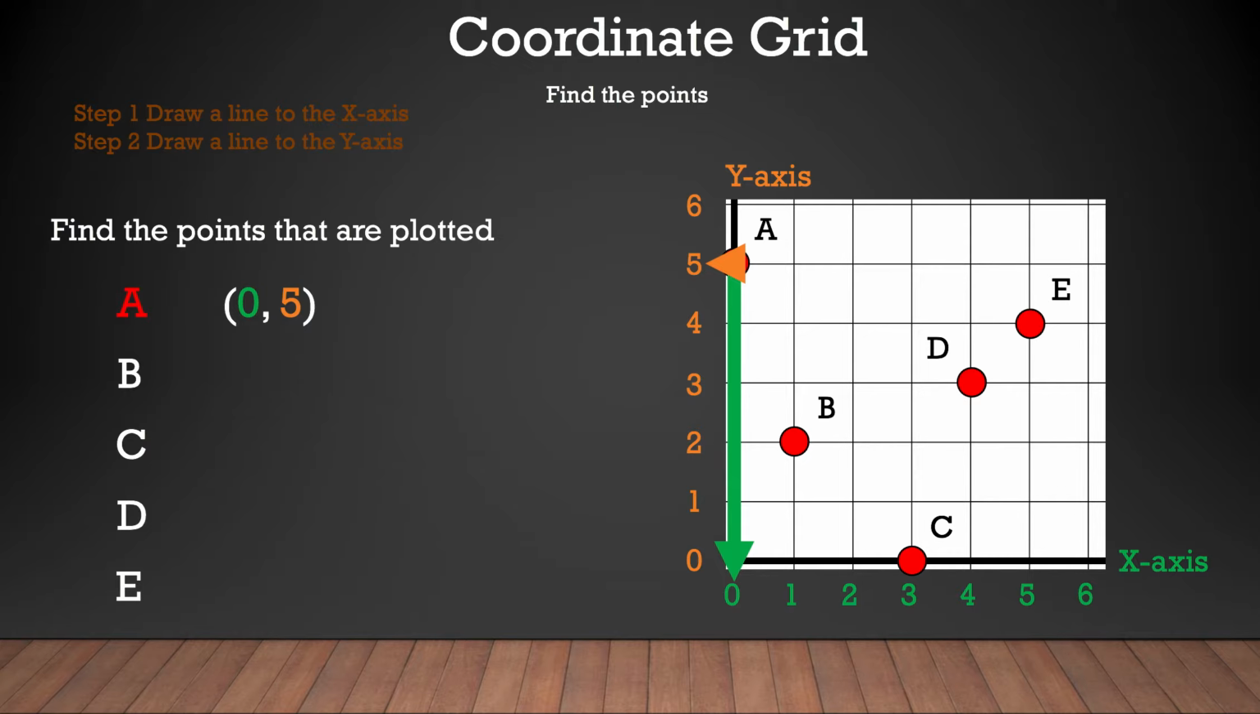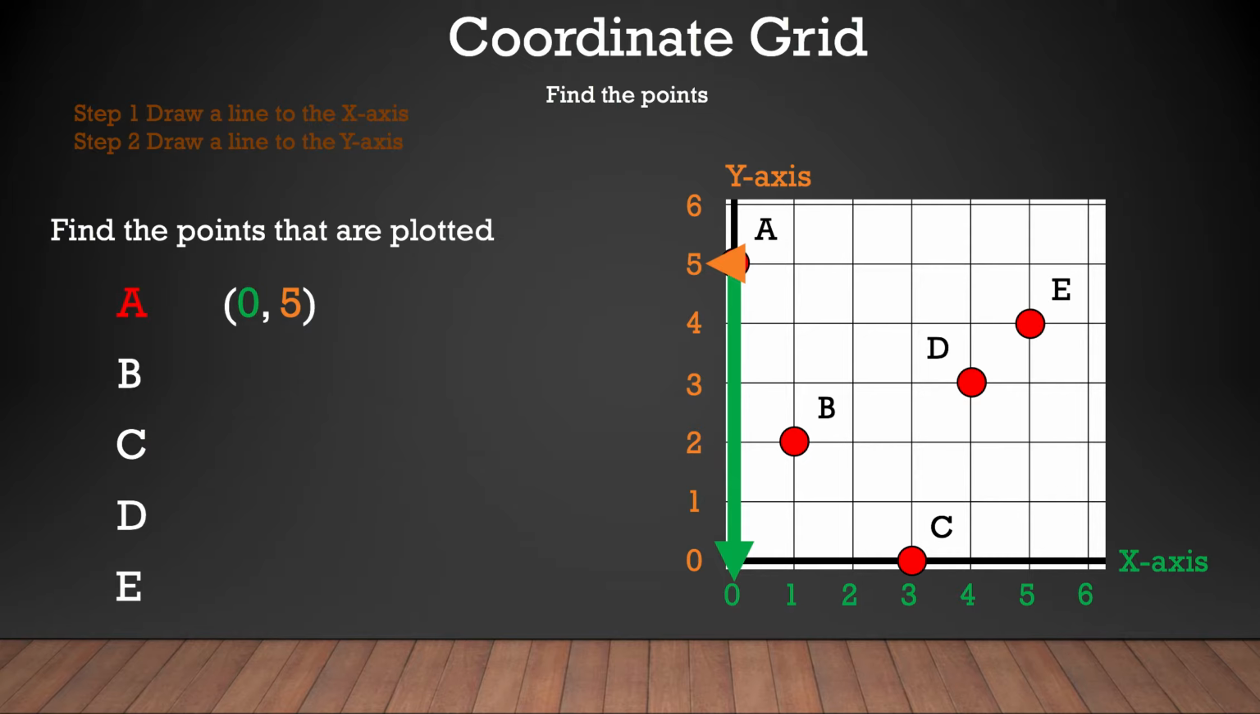Now let's take a look at B. We're going to draw an arrow straight down to the x-axis, and we get to the number 1. Now we're going to go to the y-axis, and we get to the number 2. So that means my point B is at 1, 2.